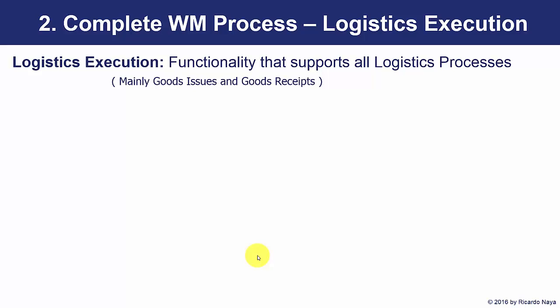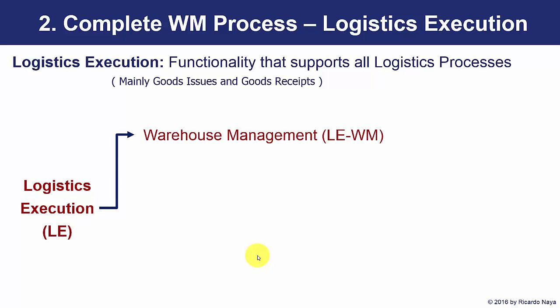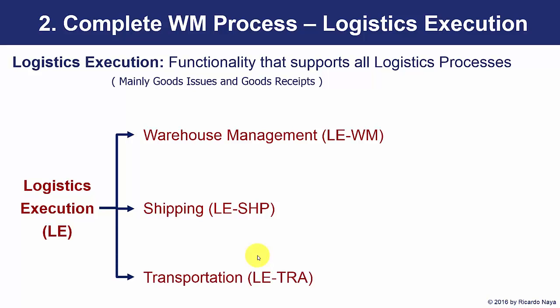So, logistics execution is the functionality that supports all logistics processes. Mainly they are going to be goods issues from our warehouses and goods receipts to our warehouses. We can differentiate different submodules inside logistics execution. On one side we have warehouse management, but we can also talk about shipping, that is a logistics process, and transportation, that we need to move our finished goods to our customers.